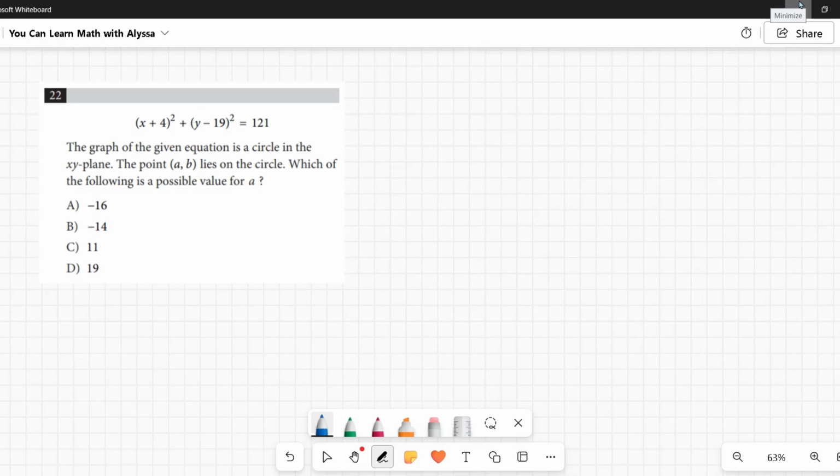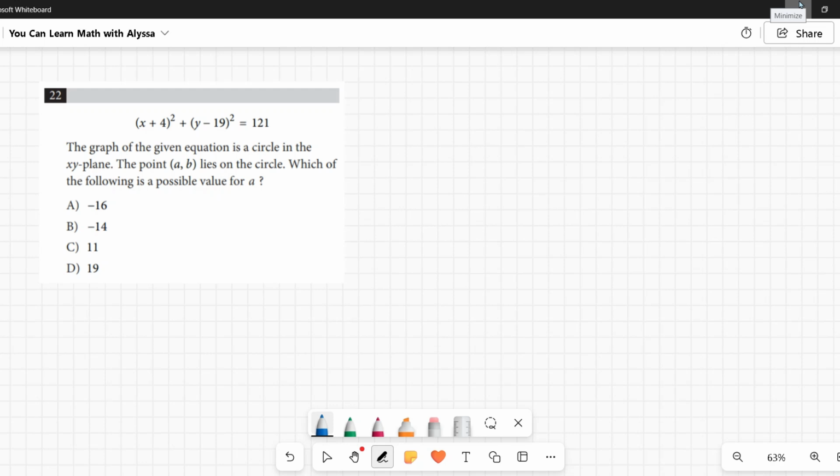Number 22, x plus 4 squared plus y minus 19 squared equals 121. The graph of the given equation is a circle in the xy plane. The point A, B lies on the circle. Which of the following is a possible value for A?